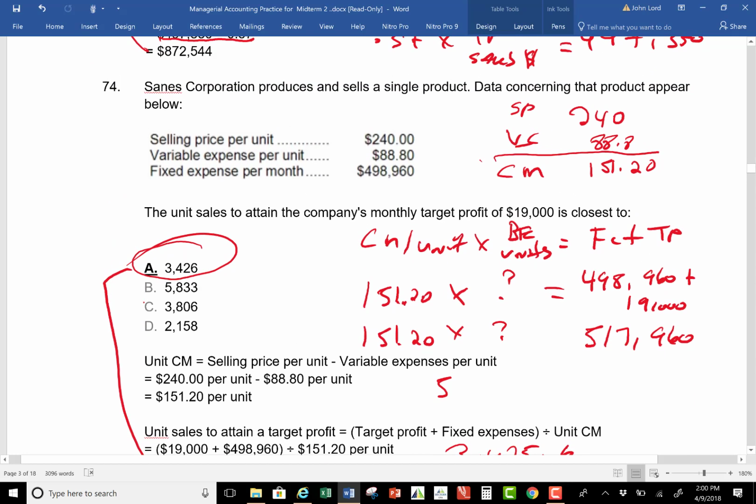Let's do this one, though, 74. Okay. And we have what? Sales price, variable cost, contribution margin per unit. Contribution margin per unit times the break-even sales has to equal, well, this is a target profit question. I should probably call that not break-even units, but what? TP units. Target profit units. Okay, so I take the contribution margin per unit times the target profit units. The unknown here has to equal the fixed cost of $498,960 plus the target profit of $19,000.